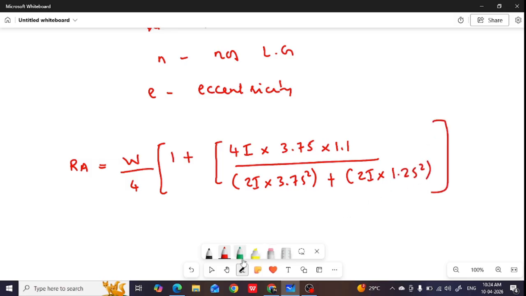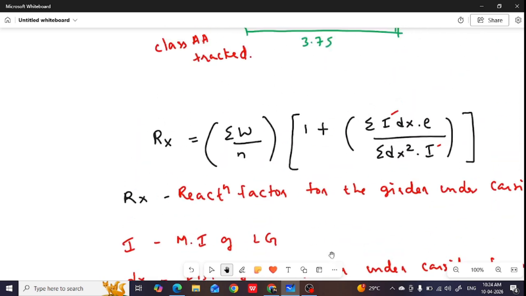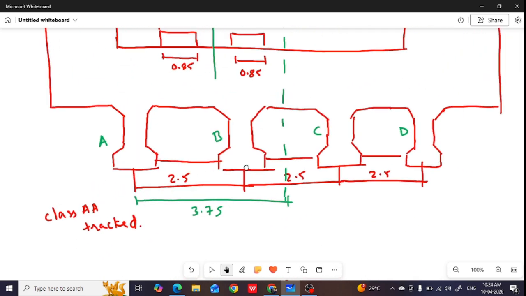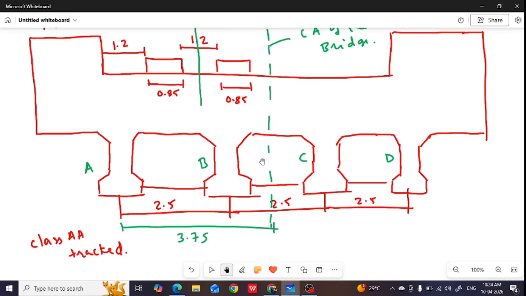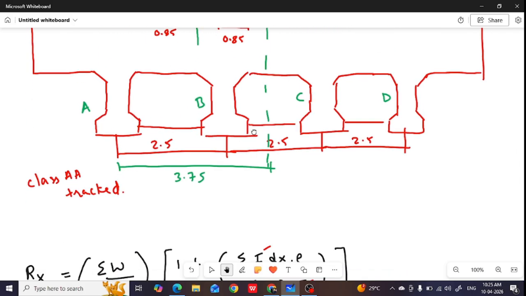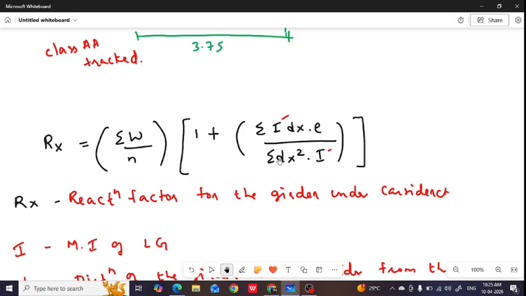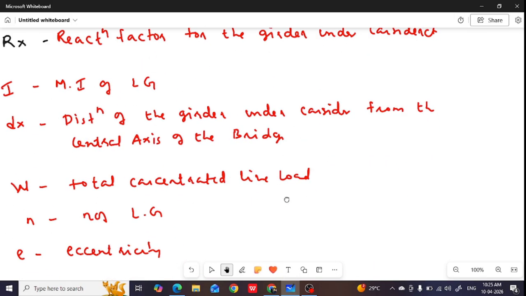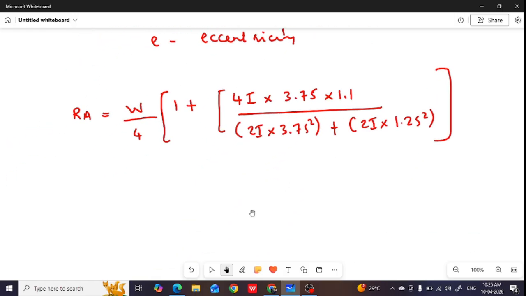Okay, so I will show you. These are the inner girders. B and C are the inner girders, and the distance of the inner girders with respect to the central axis of the bridge is 1.25. This is the summation of dx square I. You need to consider all the girders here. So the reaction factor RA is equal to 0.382 W.